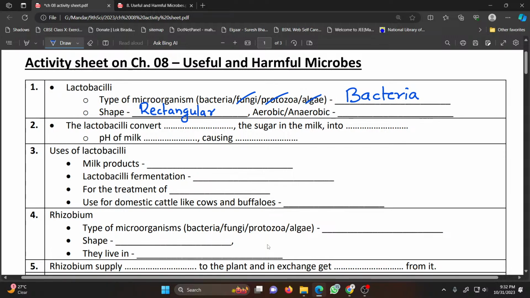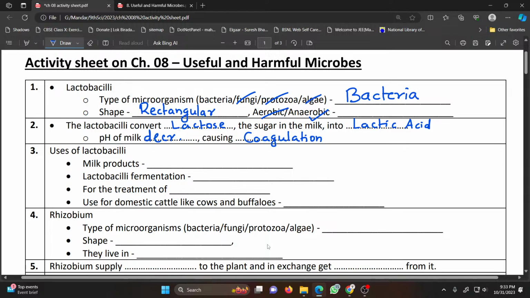Then lactobacilli, they are anaerobic bacteria. Lactobacilli convert lactose sugar in the milk into lactic acid. The pH of milk decreases, causing coagulation. That means the proteins and fat come together and form a semi-solid mass.